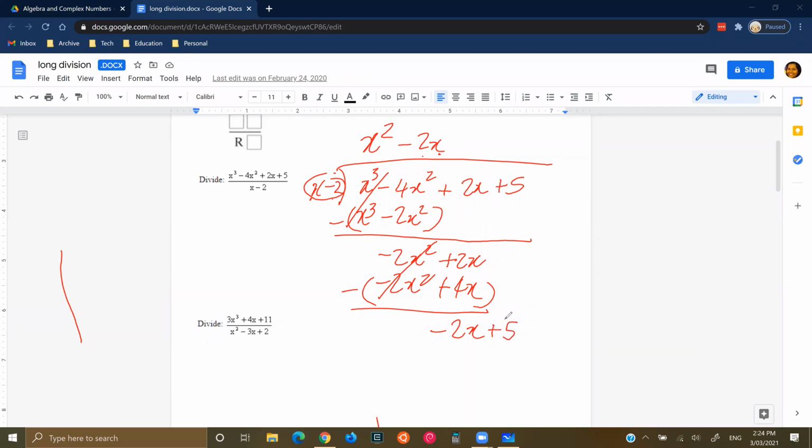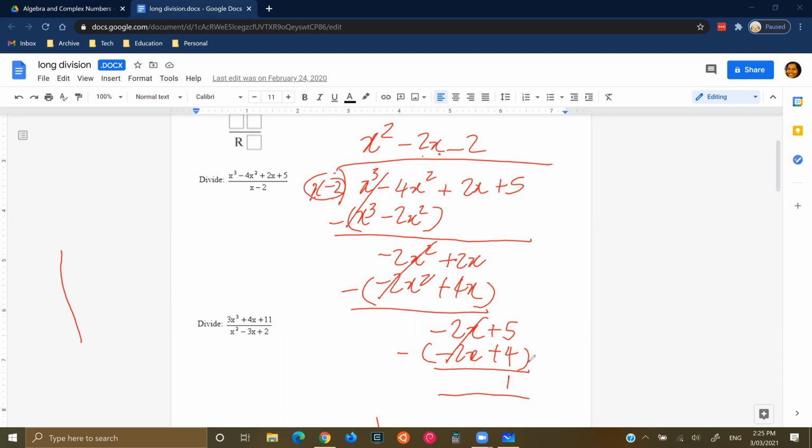And now I'm going to do the same thing. x times what gives me minus 2x, and it's minus 2. So x times minus 2 is minus 2x, and minus 2 times minus 2 is positive 4. Now again, same thing, I'm going to be subtracting, that's eliminated. 5 take away 4 will be 1.